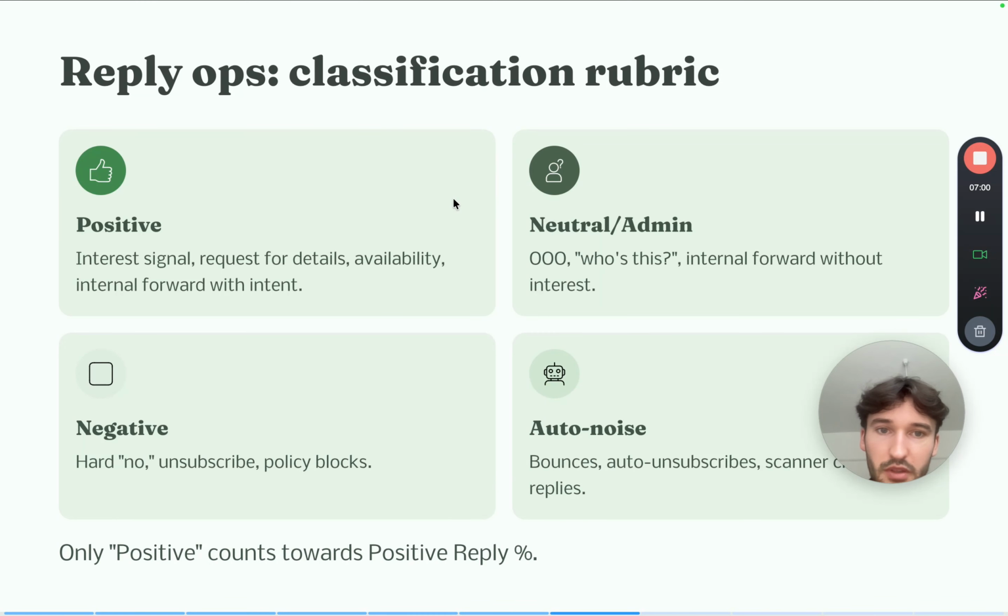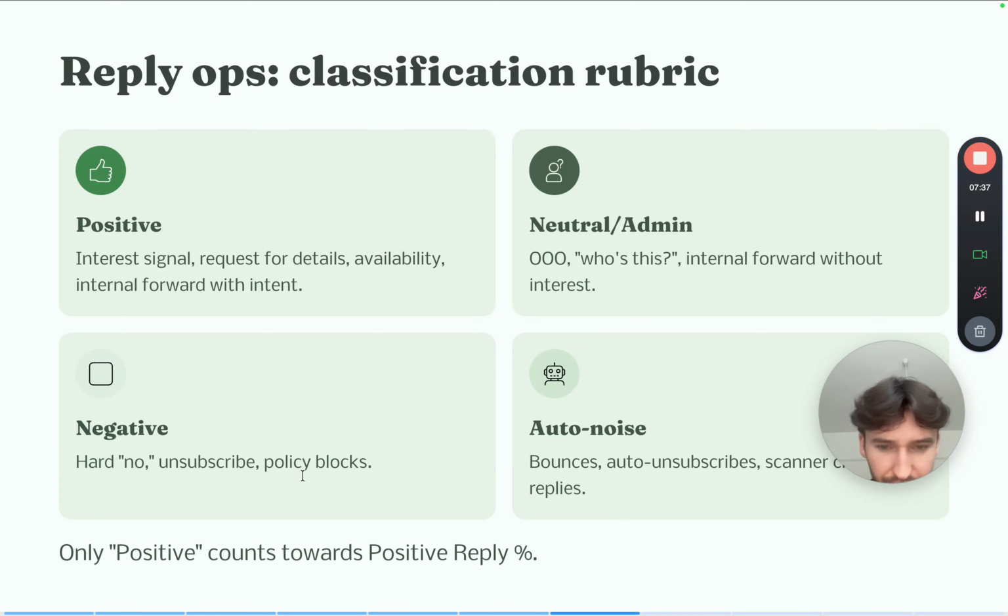So reply ops, the classification rubrics. Positive means that there's an interest signal. They request details, availability, or they say like, yes, please send the video over. Neutral or admin would be like out of office responses, who's this, internal forward to someone else in the team. Negative is like hard no, unsubscribe, or not interested. And then auto noise will be like the bounces that you get. So when Google replies to you saying this email bounced or auto unsubscribed, and all of that.